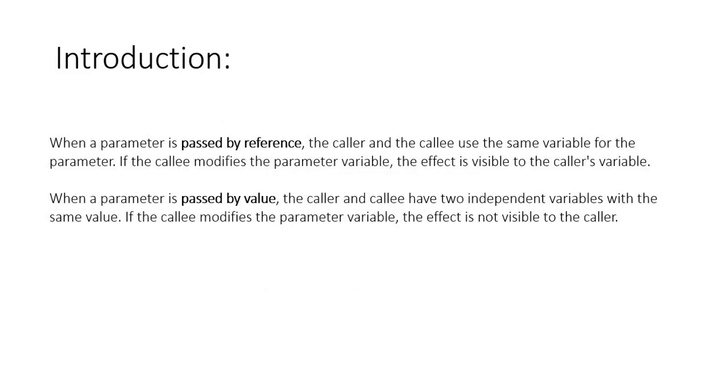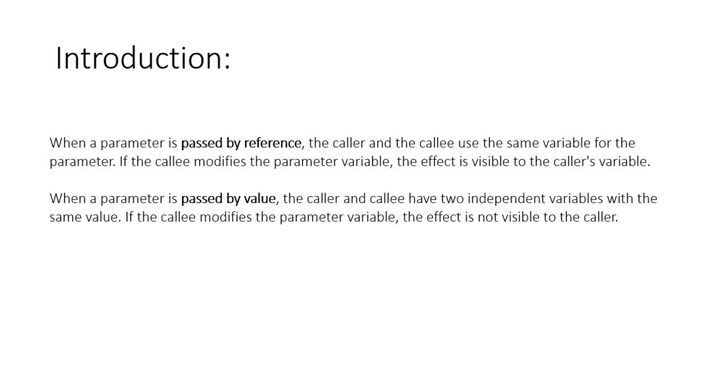If we look at the definition, when a parameter is passed by reference, the caller, meaning the place from where the function is being called, and the callee, the function which we are calling, use the same variable for the parameter. The same parameter is used in both. You can understand the difference like this: when the function is called and the value is updated, the effect will be on both points. Where the function is called, the value will be updated, and in the body of the function also.